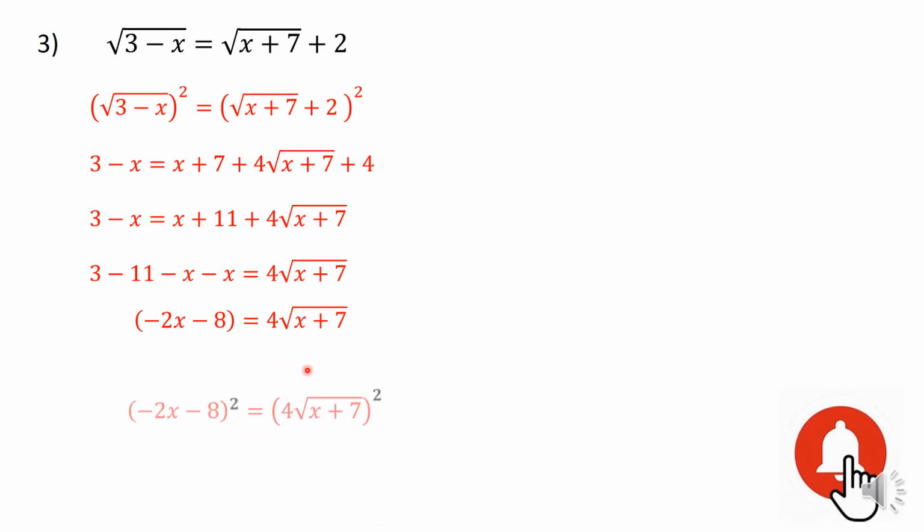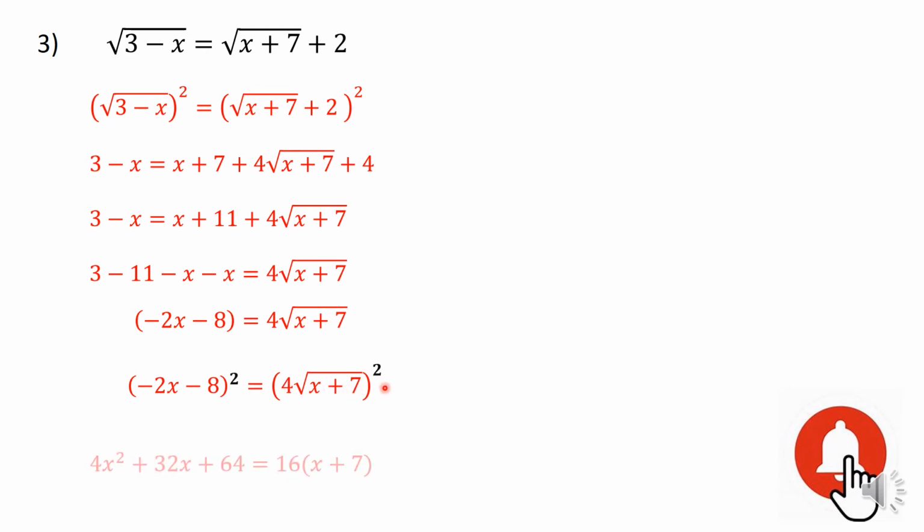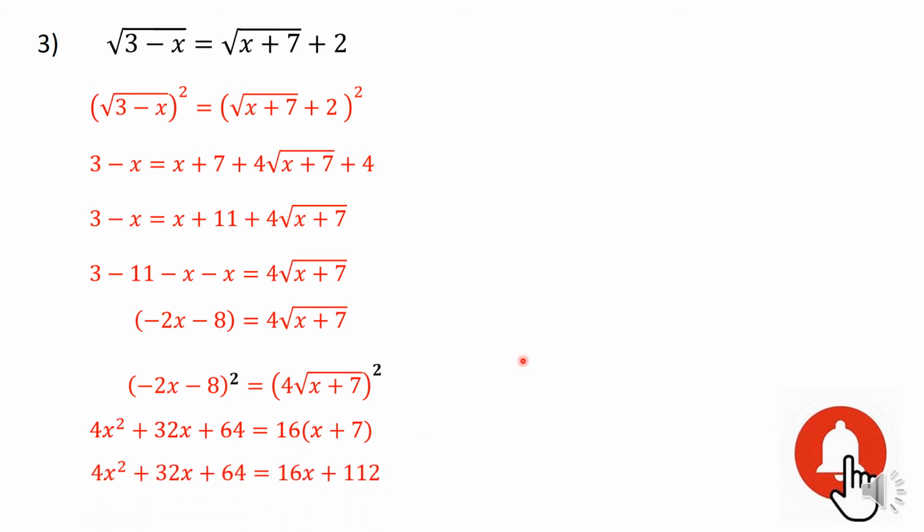Now when you're here, go back again and square both sides. So when you square this, the x plus 7 will be there, but 4 squared, remember, is going to give you 16. And then you simply rearrange and have your equation to give you 4x squared plus 16x minus 48 is equal to 0.